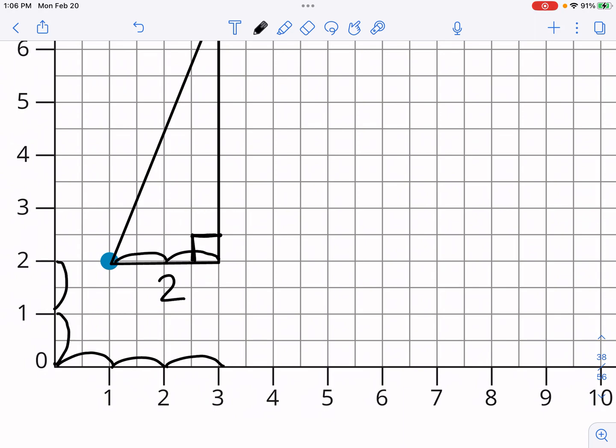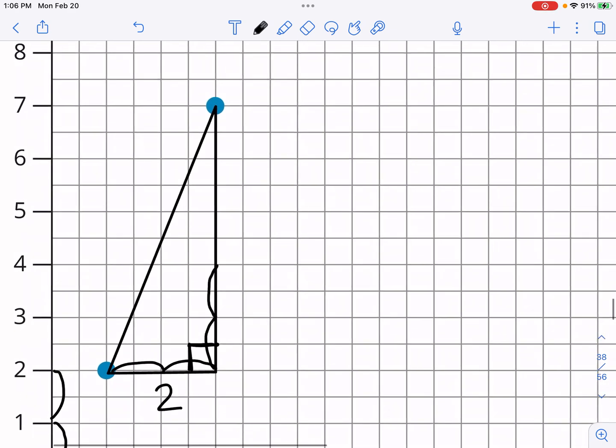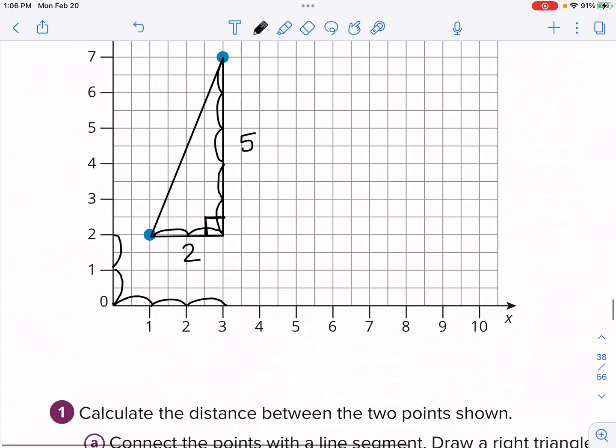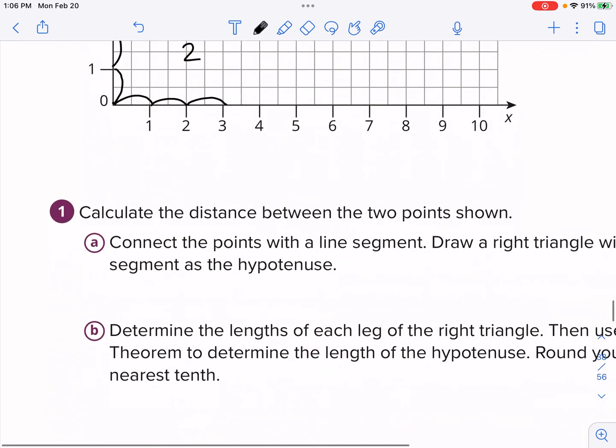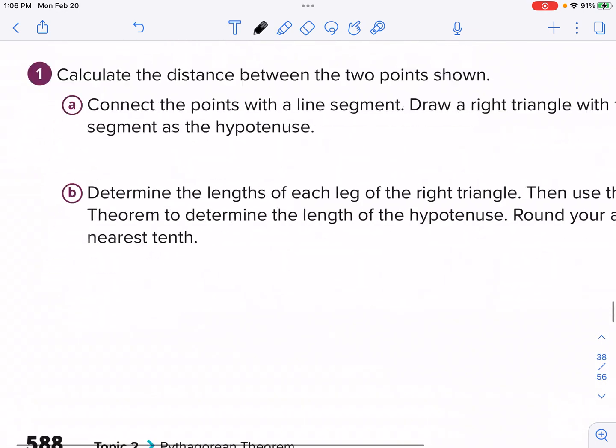1, 2. This will be 1, 2, 3, 4, and 5. So 5 units. So this is a 2 by 5 right triangle. We don't know what this hypotenuse is, so I'm going to put C. So let's use the Pythagorean theorem here.